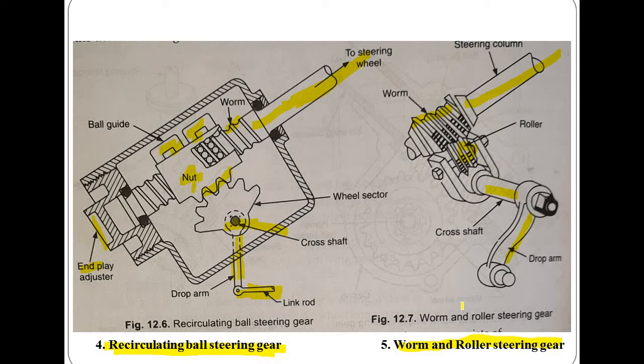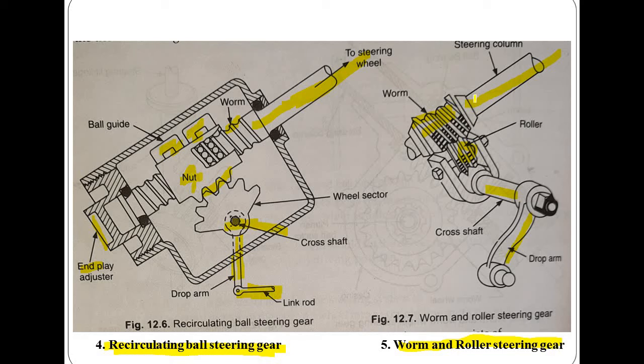The worm and roller steering gear consists of a worm at the end of the steering shaft. The worm has a greater diameter at the ends, and it is gradually reduced at the center. The worm shaft is mounted on bearings designed to resist both radial and end thrust.